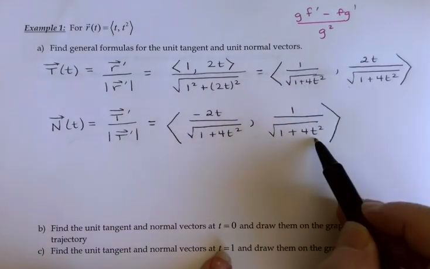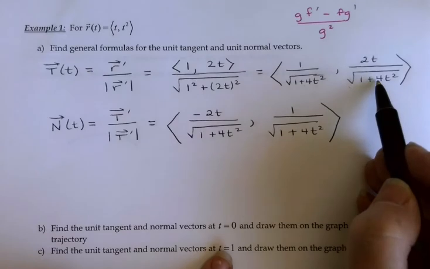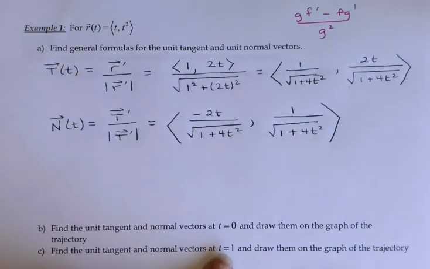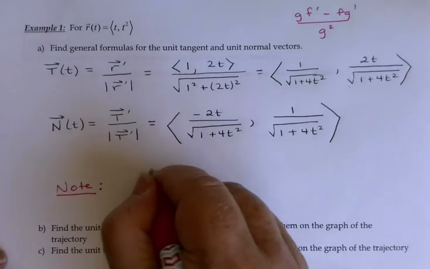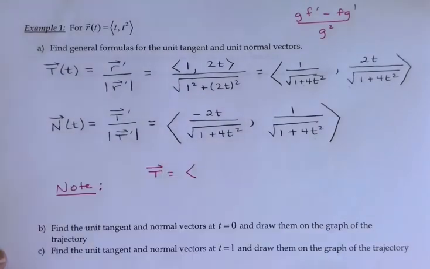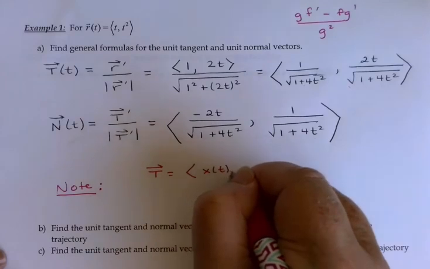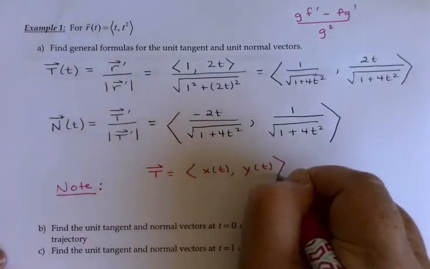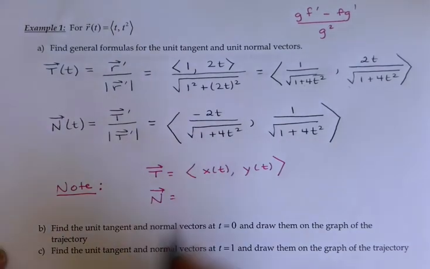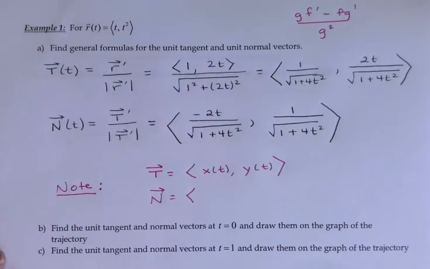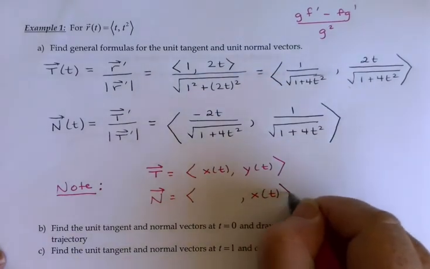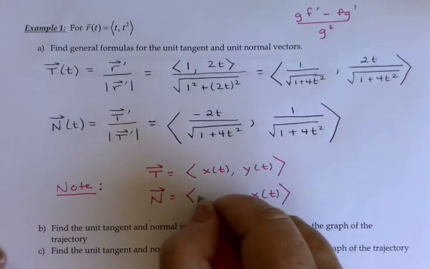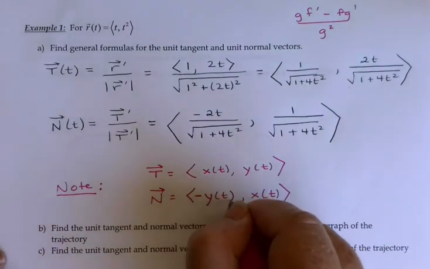The x value here just became the y value there, and the y value almost became the x value, but it did have the opposite sign. So I'm going to notice that if the unit tangent has form x of t, y of t, then at least in this example, the unit normal seems to have form, let's see, the x became the second component, and the y became the first, and changed signs.